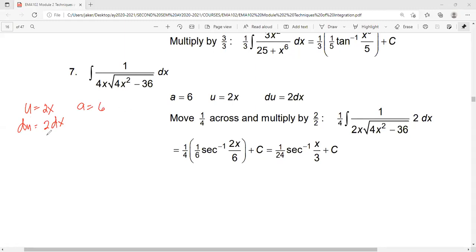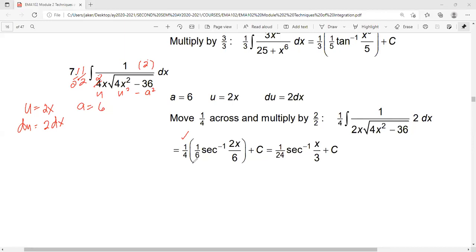Now, your du needs a 2. You only have dx here. So I'll place here 2, I'll place 1/2 before my integral. Now remember that if this is u squared minus a squared, this has to be u. So the u that I need here is only 2x. So the other 2 here I'll place outside. So that makes it 1/4. See that? Because I only need 2x here. I only need 2. So the other 2 will be placed outside. So that makes it 1/4.